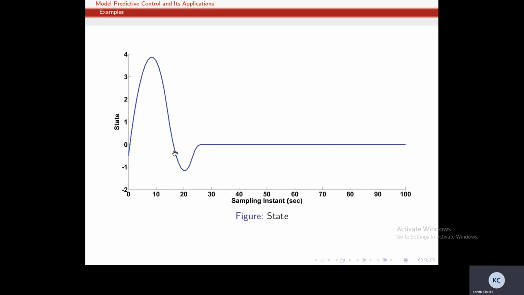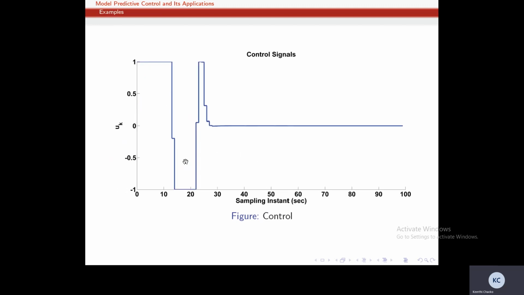These are the state evolution as time progresses, and this is the control signal. As we can see, the control signal is limited to 1 and -1. These are the constraints that I gave while implementing the problem, so the control input is constrained within these limits. This is the advantage of MPC. These constraints are satisfied and the optimal problem is solved.